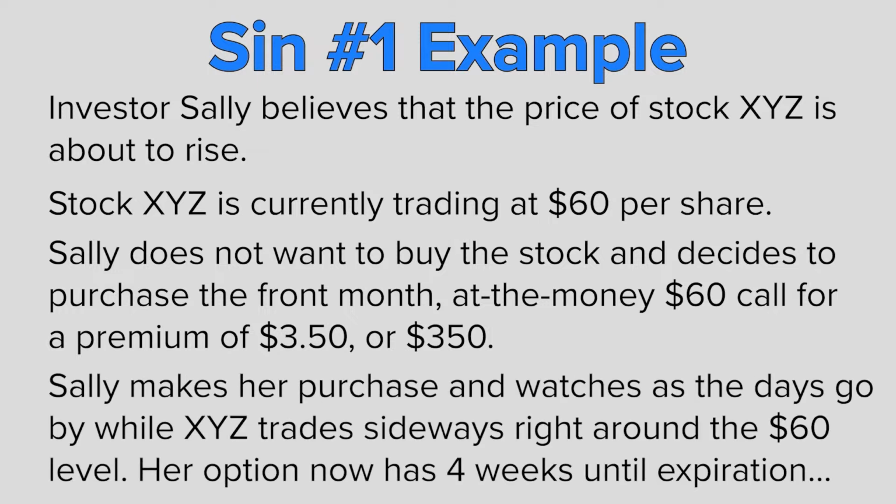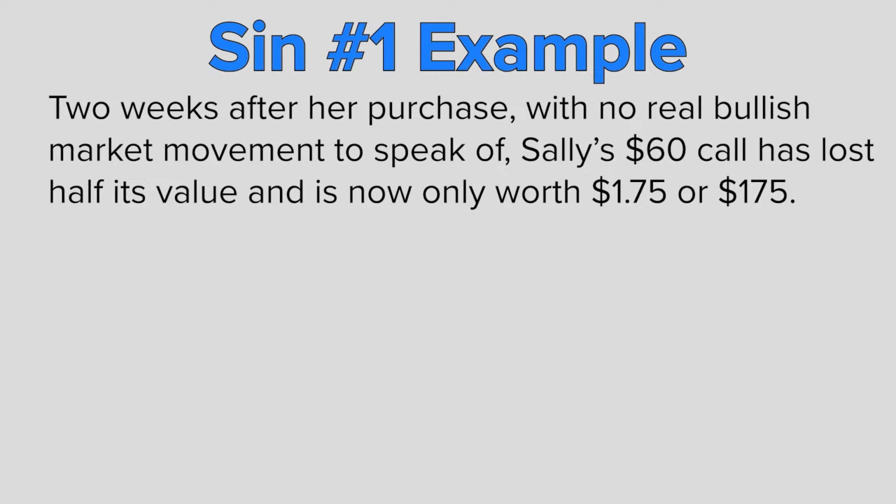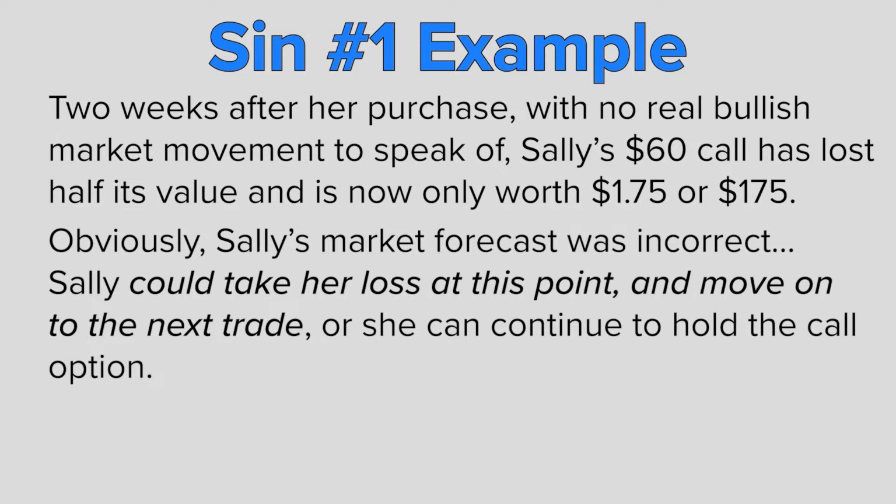Sally makes her purchase and watches as the days go by while XYZ trades sideways right around that $60 level. Sally's option now has 4 weeks until expiration. 2 weeks after her purchase, with no real bullish market movement to speak of, Sally's $60 strike call has lost half its value and is now only worth $1.75 or $175. Obviously, Sally's market forecast was incorrect.